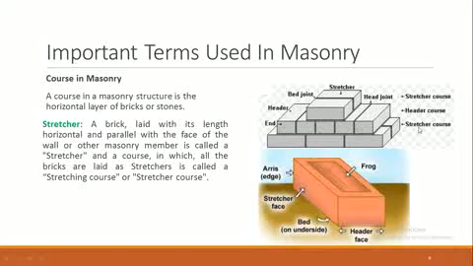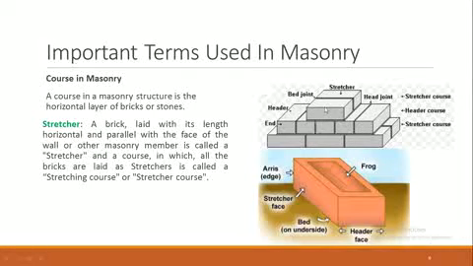And here you can see that if the bricks are used in the masonry work in such a way that the side of the brick is visible in the face, then it is called stretcher course. But if the bricks are used in the masonry work in such a way that the end or head of the brick is visible in the face of the wall, then it is called header course. So this is stretcher course and this is header course.